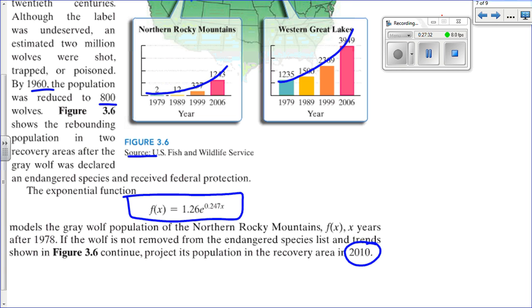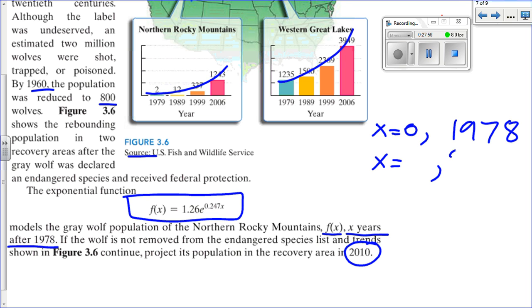So here it's important to consider that f of x is a function where x is the years after 1978. So x equals 0 represents the year 1978. I don't want you to say it out loud. I want you to think about how you can find x for the year 2010. Just think for a minute. Write it down.